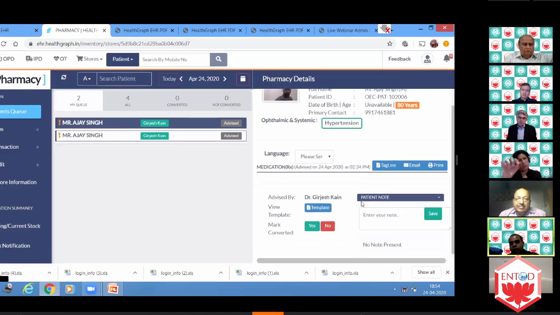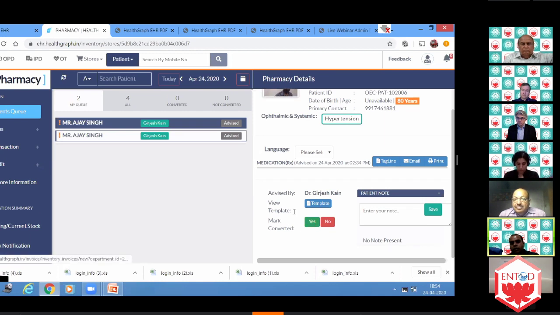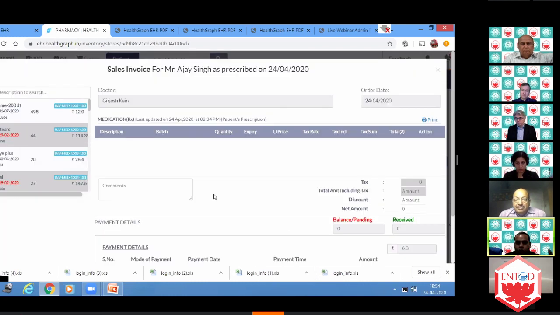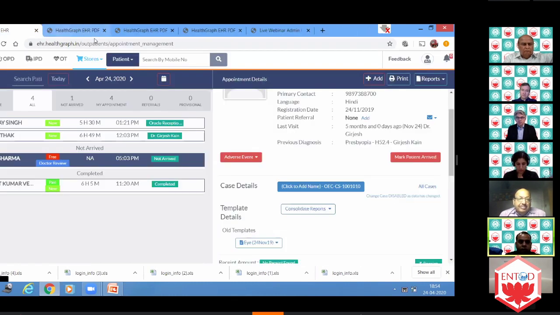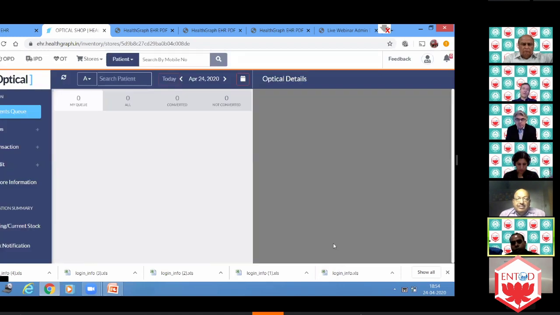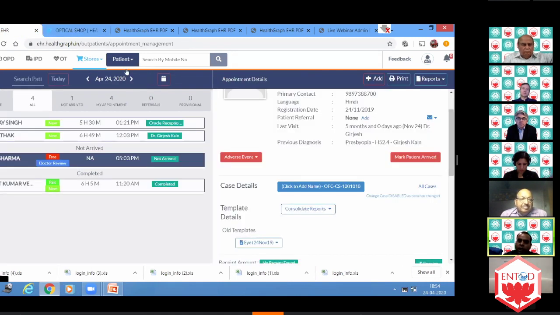It comes over here. You just convert this and select the medicine quantity, and the billing format appears. So you need no extra software for the pharmacy, and similarly for the optical shop. If you prescribe glasses, it will come directly into the software, so the optician can work directly from the optical prescription also.